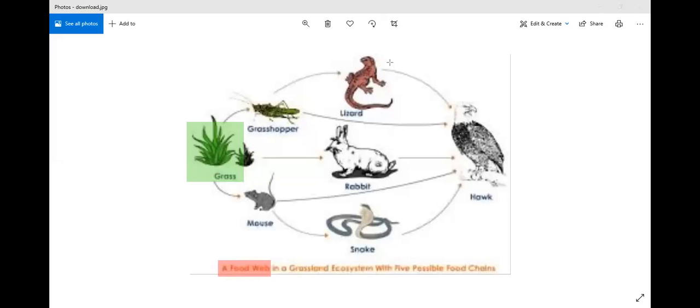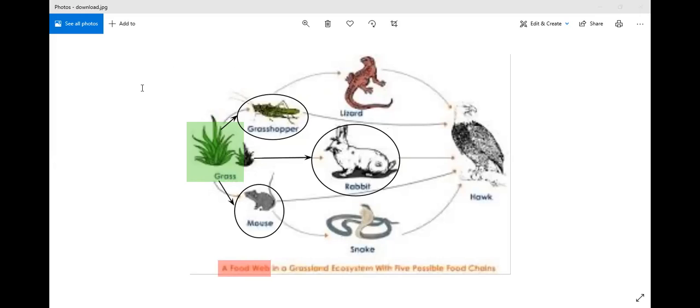Who are the primary consumers? The mouse, the grasshopper, and the rabbit. So I was asking for the primary consumers. Primary consumers eat plants. So look, the grass is eaten by the grasshopper. The grass is eaten by the rabbit. The grass is also eaten by the mouse. Primary consumers eat producers. So how many primary consumers are in this food web? Three.